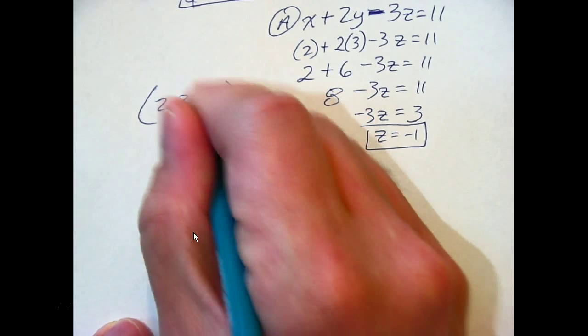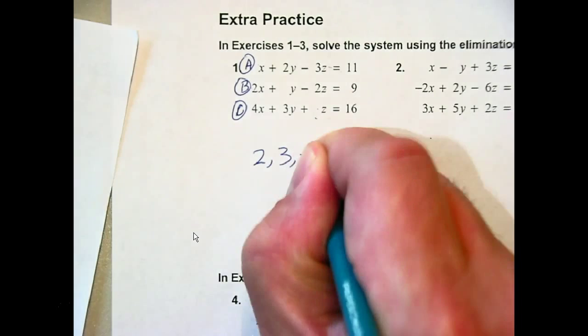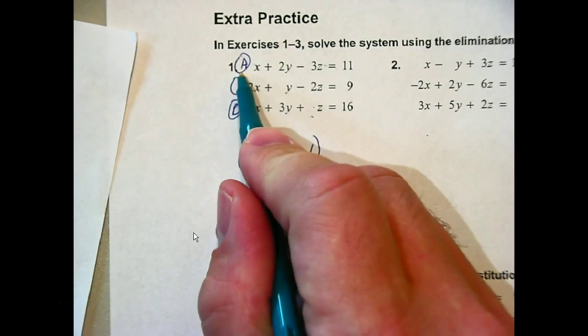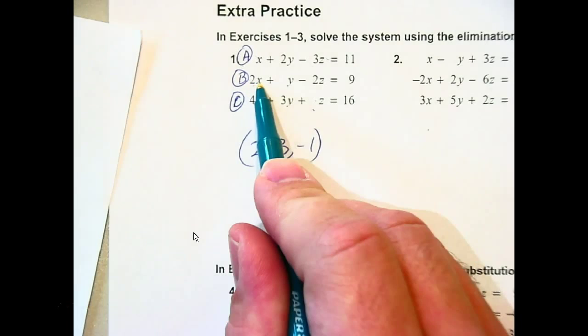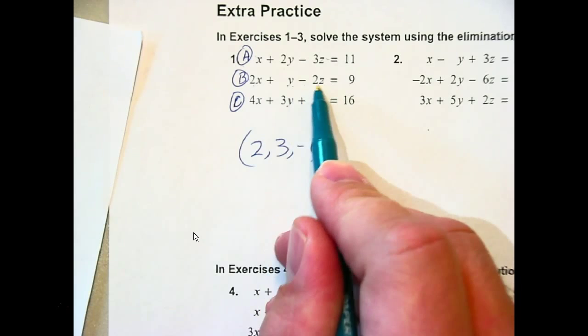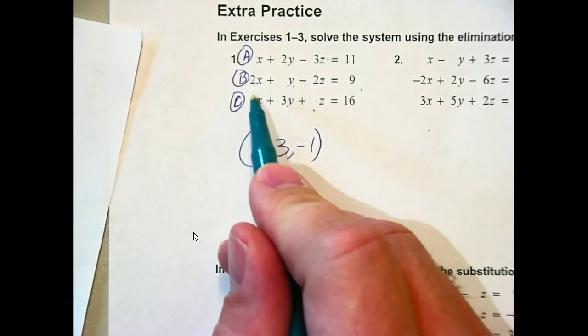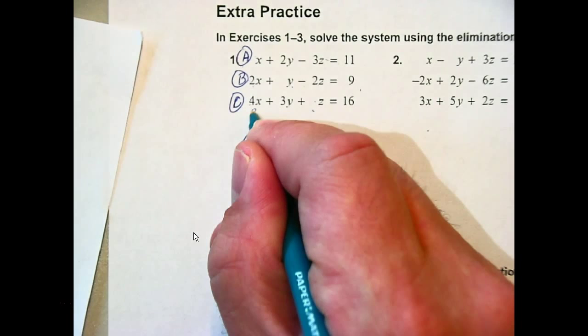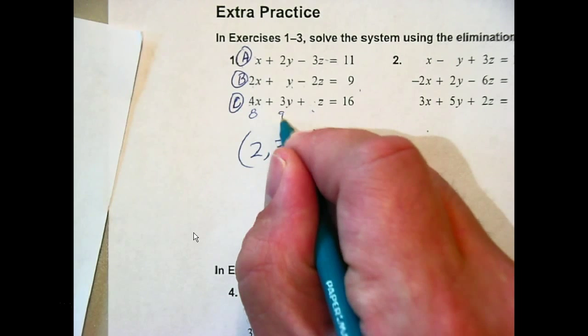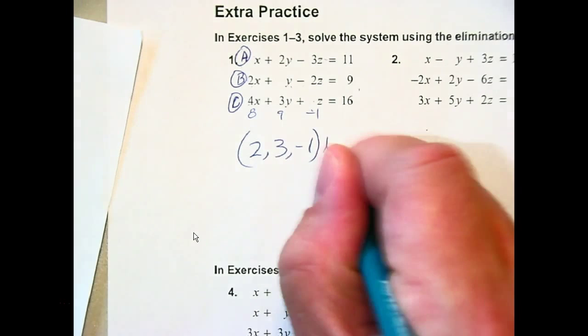Then you can check it by plugging it back into all three of your originals. So you have 2, 3, negative 1. We know it works in A because we just put it in A. But 2 times 2 is 4, plus 3. Negative 2 times negative 1 is 2. So 4 plus 3 is 7, plus 2 is 9. That works there. 4 times 2 is 8. 3 times 3 is 9. Minus 1, that's 17 minus 1, or 16. Works out. Woohoo!